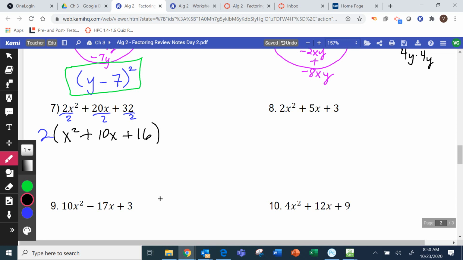I look at my signs, and that tells me that they're both plus. Both start with an x. 16, that could be 1 and 16, 2 and 8, 4 and 4. What should we choose?